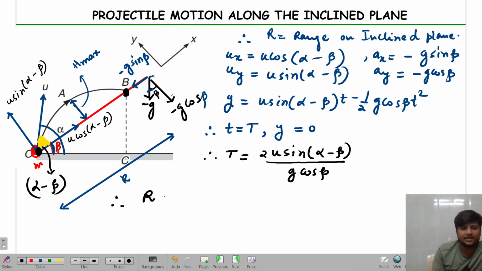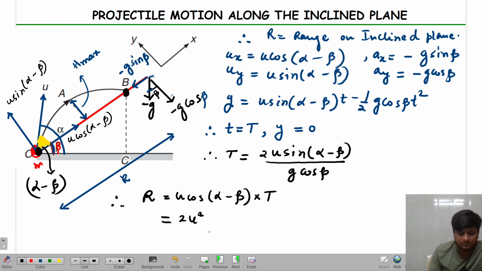Now, what is the range? Range along the inclined plane, that is equal to how much? u cos(alpha minus beta) into what? Time T, or not? Tell me yes or no. That is time of flight, capital T. So what I get as the relation? I get it as 2u square.